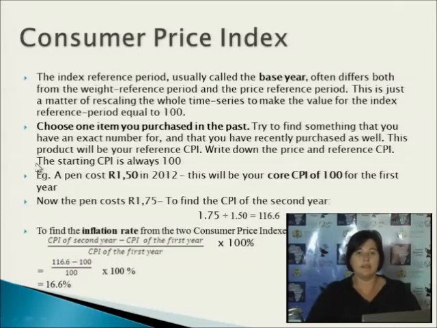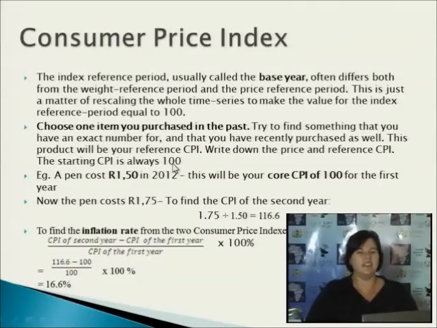Now, this is how it's done if they don't give you the base year. Choose one item you have purchased in the past. Try to find something that you have an exact number for and what you have recently purchased as well. This product will be your reference CPI or your base. Write down the price of the reference CPI. The starting CPI is always 100.